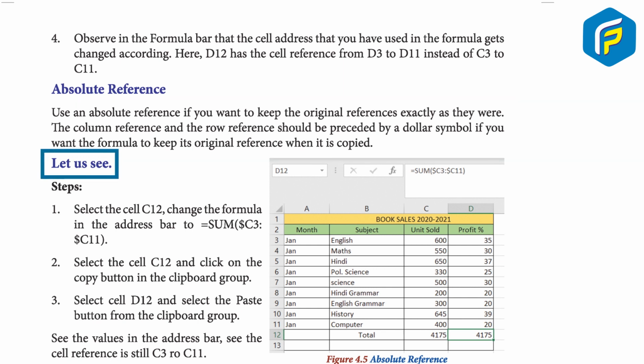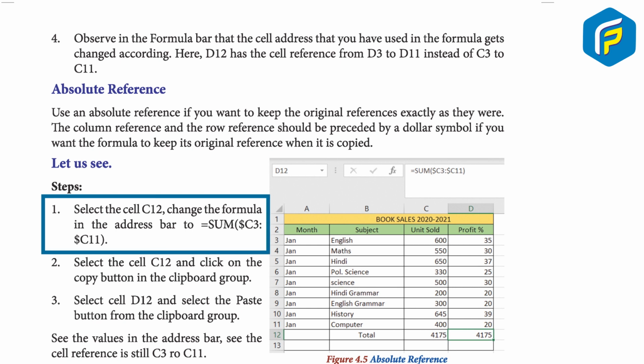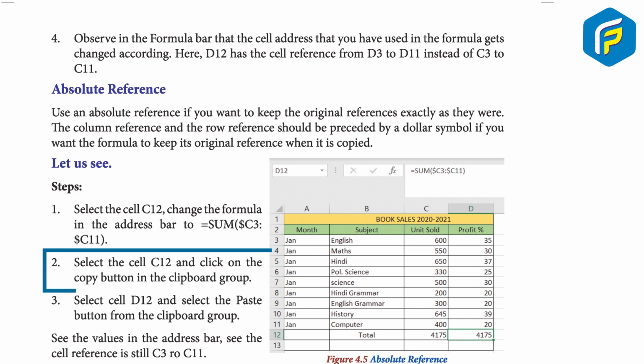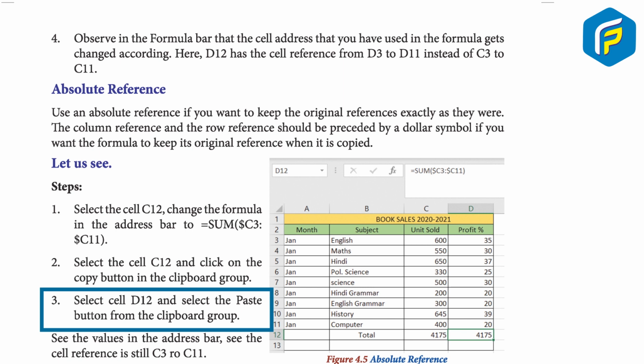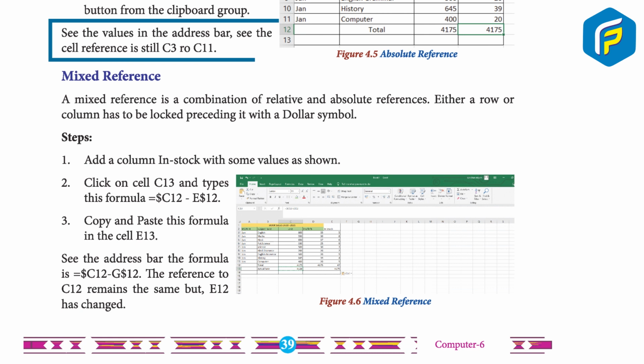Let us see. Step 1. Select the cell C12. Change the formula in the formula bar to SUM C3 to C11. 2. Select the cell C12 and click on the Copy button in the Clipboard group. 3. Select cell D12 and select the Paste button from the Clipboard group. See the values in the formula bar. See, the cell reference is still C3 to C11.